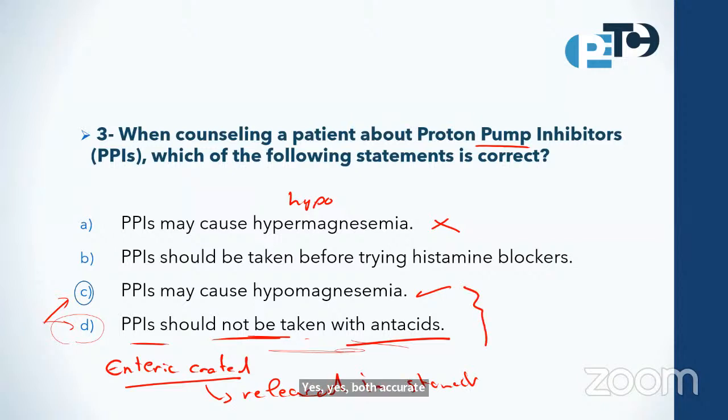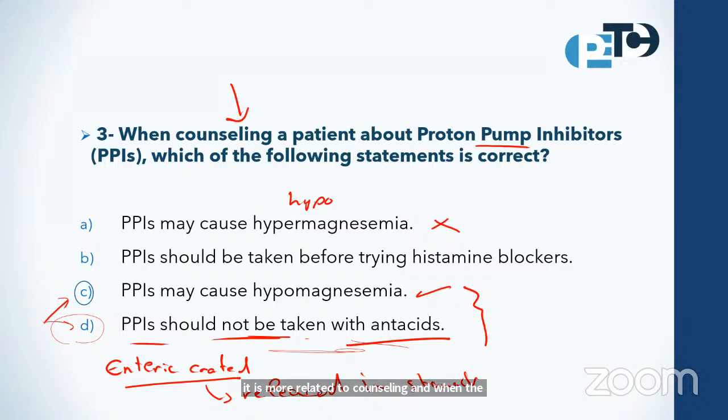We don't discuss which is correct and which is incorrect. Here we discuss which is counseling and which is not. This is the difference, Doctor. It is more related to counseling, and when counseling is involved, we should ask the patient not to take PPI and antacid together.